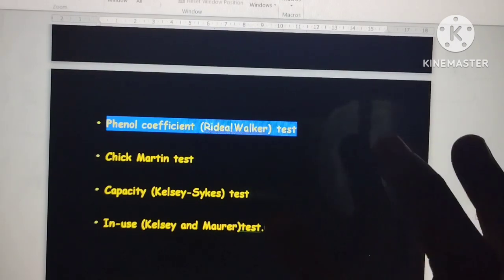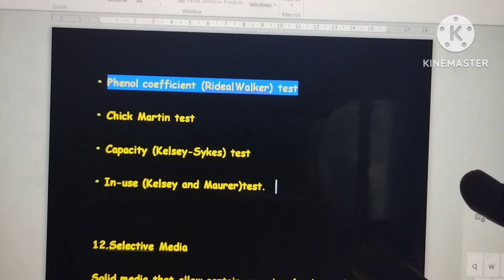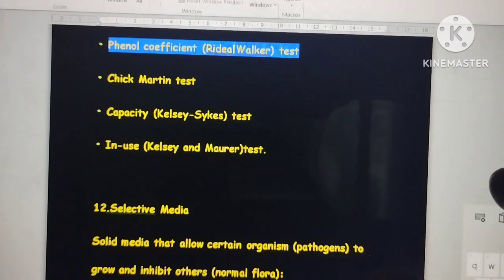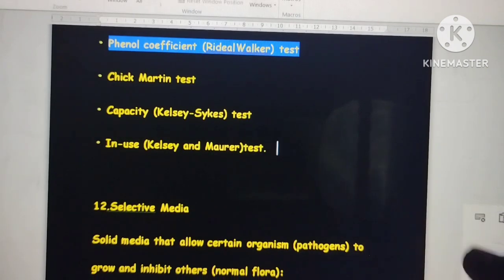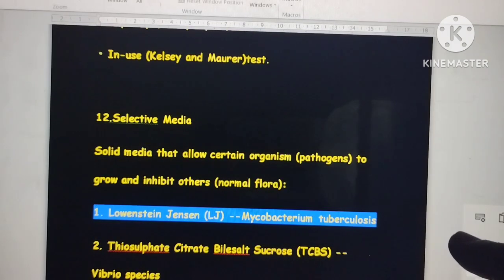Next topic is culture media. First is selective media. A selective medium is a solid medium that allows only the pathogens and inhibits the normal commensal flora.